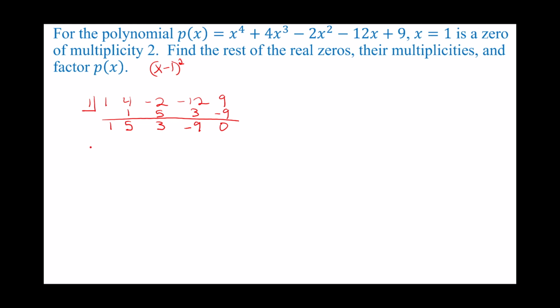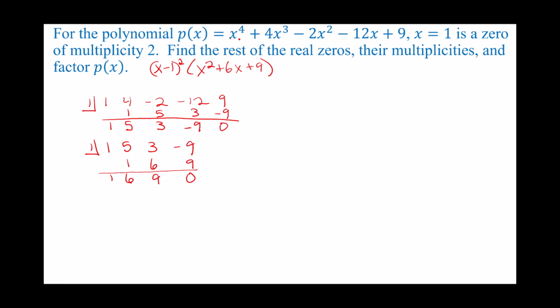I can now do 1 again, but this time with what I got at the bottom of my synthetic division. Because I know that x minus 1 is a factor 2 times, I can divide twice. Bring down the 1. 1 times 1 is 1. Add, we get 6. 1 times 6 is 6. Add, we get 9. 1 times 9 is 9. Add, we get 0. So I have x minus 1 squared. I knew that part. Now I have an x squared plus 6x plus 9.